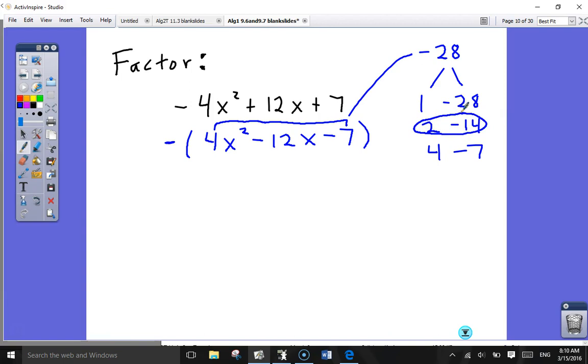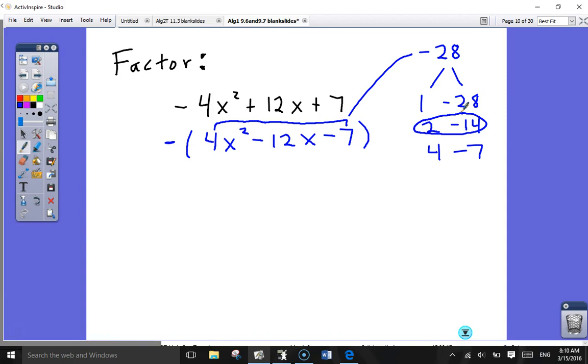Okay, so remember, what did we do with those two numbers once we found them? Split up the middle term. Yeah. Okay, so when you split them up, how do you know which one to put in? Do you put the 14 on the left or the right? It does not matter.